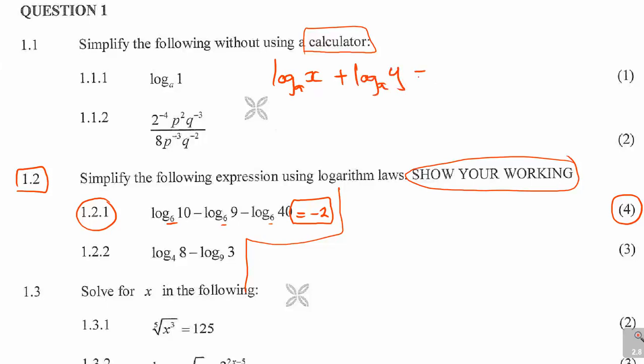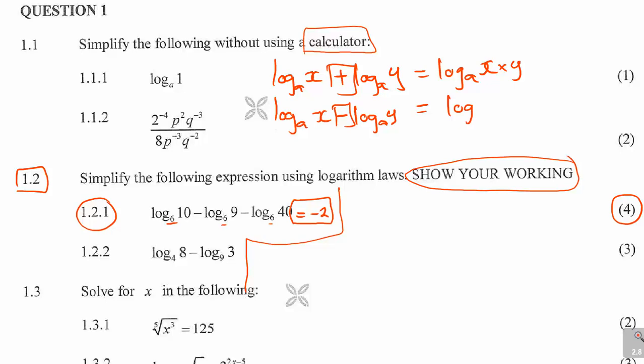That's the first law, is equal to log in base a of x times y, because of the addition, you multiply. Remember that. Secondly, if you're given log in base a of x minus log in base a of y, because of the minus here, what you do is you divide, which is log in base a of x over y. So that is that part.